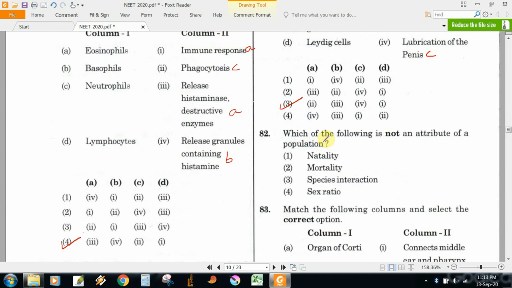Let us move on to the next one. We are going to finish this as soon as possible. Which of the following is not an attribute of population? Natality, mortality, species interaction, sex ratio. Species interaction is not an attribute of population.